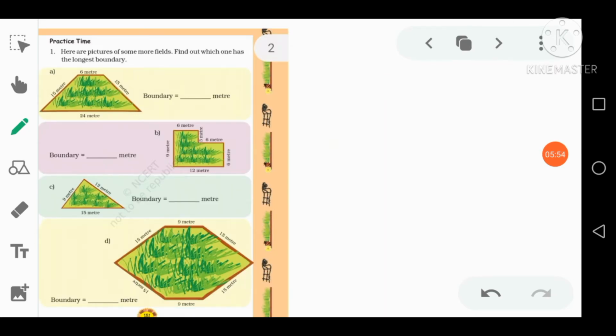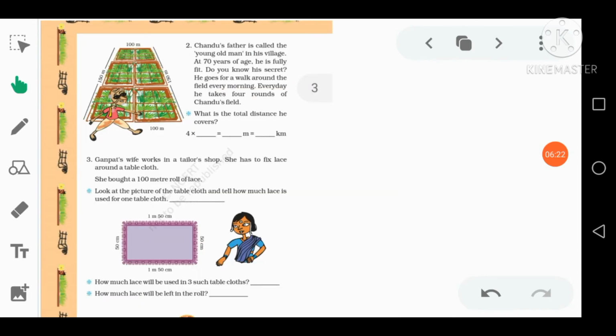Okay. Now comes the practice time. Here are some pictures of some more fields. Find out which one has the longest boundary. So you have to find the boundaries first. Add all these and find the boundary. Same way, here also you have to find it. So among all these, you have to see which one is having the longest boundary. That means whichever number is coming as bigger, that will be the longest boundary. Okay, so write it in your classwork.